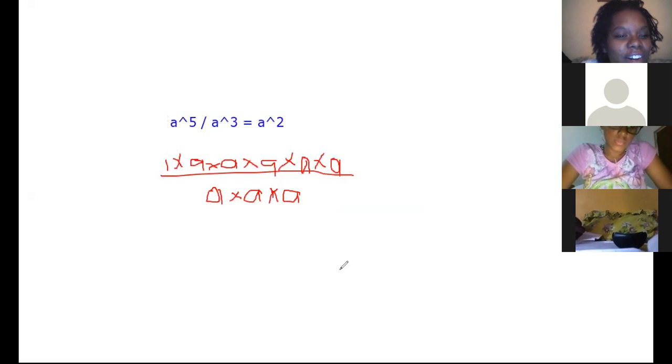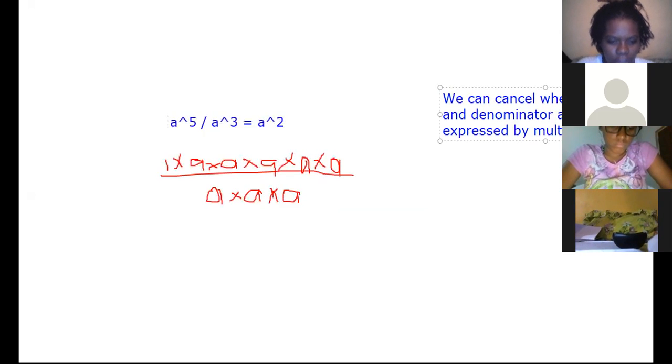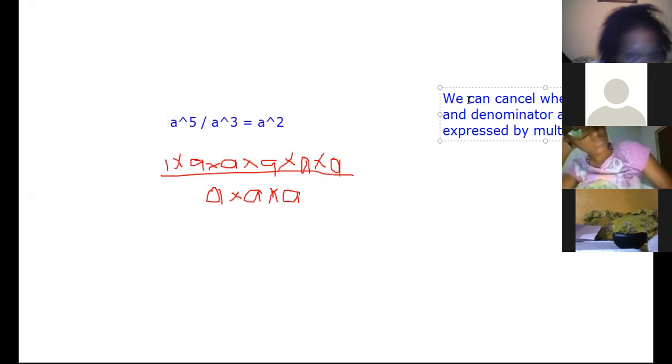I want you to fill in the blank. We can cancel when both numerator and denominator are expressed by what? When they're the same? Well, yes, they must be the same, but they must be expressed by something else. We can cancel when numerator and denominator are expressed by multiplication. Remember we said this in the last class.